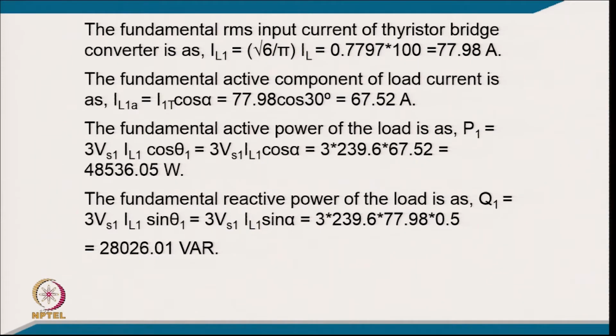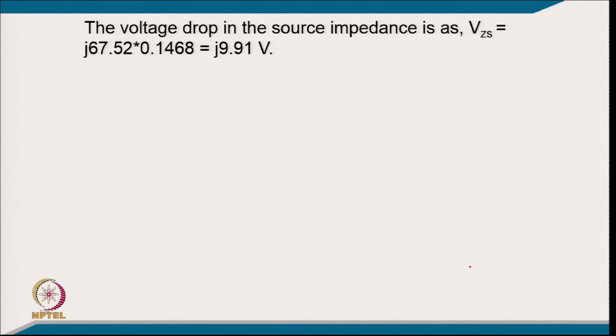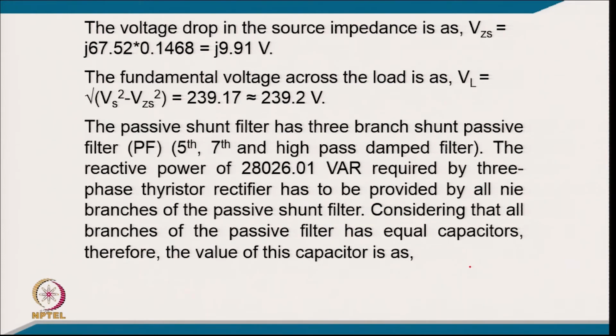That is the reactive power that has to be provided by the passive filter, and the source impedance is mainly 5%. Keeping the value, it comes 0.14868 ohm, and the voltage drop across the source impedance is your current multiplied by this impedance, that comes J 9.91 volt. The fundamental voltage across the load is VL equal to square root of Vs square minus Vz square. Keeping the value, it comes 239.19, which is very close to the typical 239.2 volt.